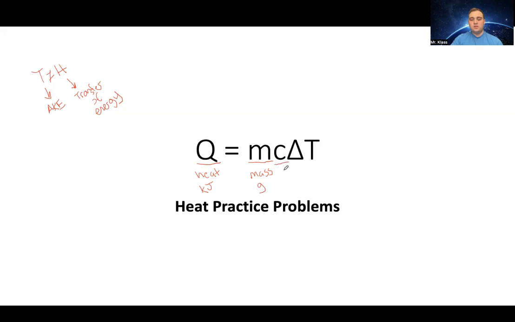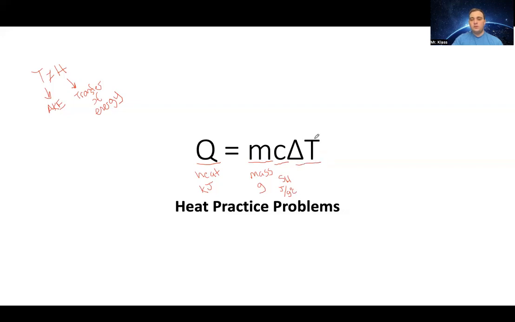What about C? C is something that we don't see that often, except in thermochemistry. So C is the specific heat, which I'm just going to put SH here. And the units for these are joules per gram per degree Celsius.